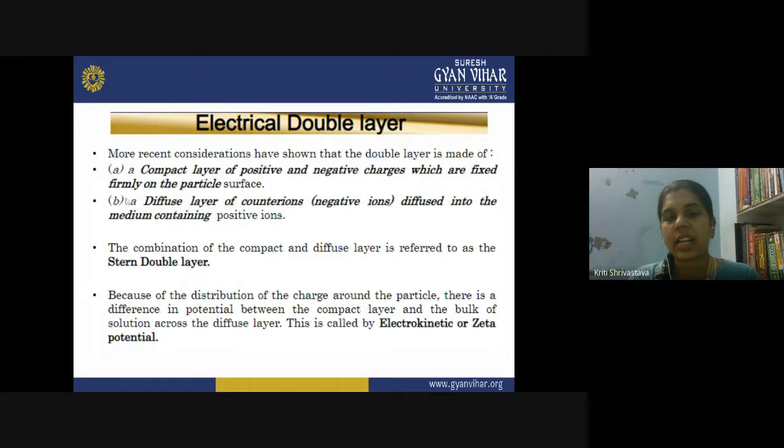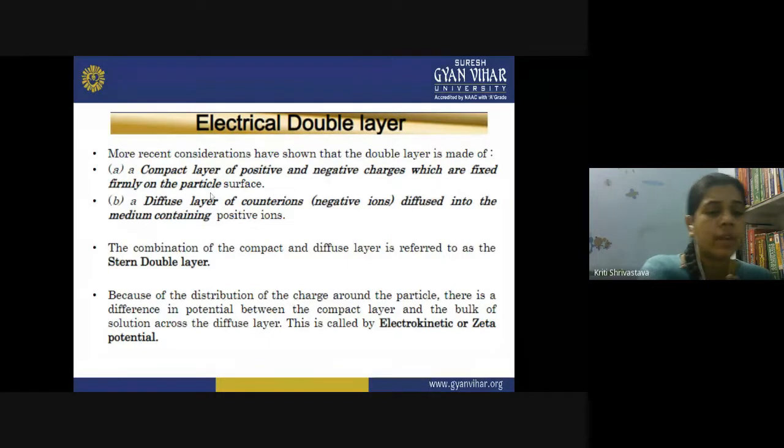And the second layer is a diffuse layer of counter ions or negative ions diffused into the medium containing positive ions. This layer is present due to the diffusion of the counter ions present in the dispersion medium. So this combination of compact and diffuse layer is referred to as the Stern double layer.